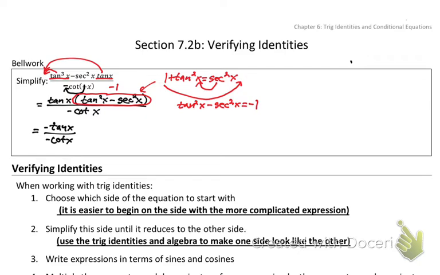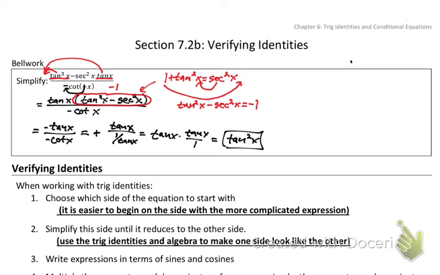So what I'm going to say is, okay, a negative divided by a negative is a positive, so I have a positive tangent x over, and instead of cotangent, I'm going to change cotangent to 1 over tangent x. Because if I do keep, change, flip, I'm going to have tangent x times tangent x over 1, which just equals tangent squared x. The correct answer was A, tangent squared x.